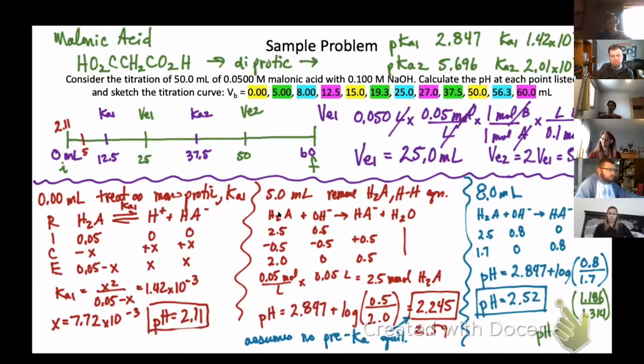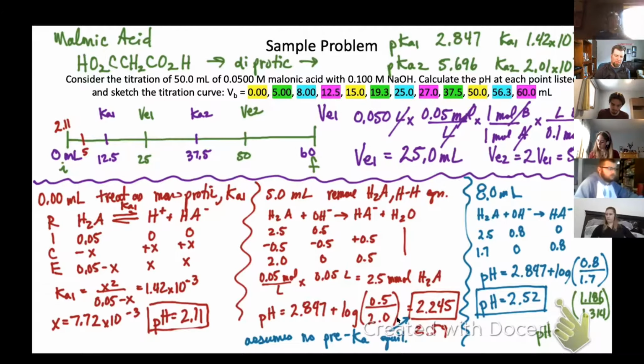Yeah. Then here we end up with the same reaction. We end up with 2.5 millimoles again. Instead of 0.5 millimoles of hydroxide, we have 15 times 0.1, so 1.5 millimoles. And then the rest of the problem sets up the same, just with new numeric values. So we should end up with 1 millimole of H2A. We should end up with 1.5 millimoles of HA minus.